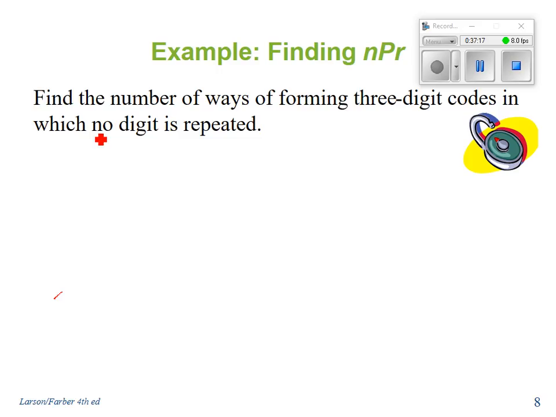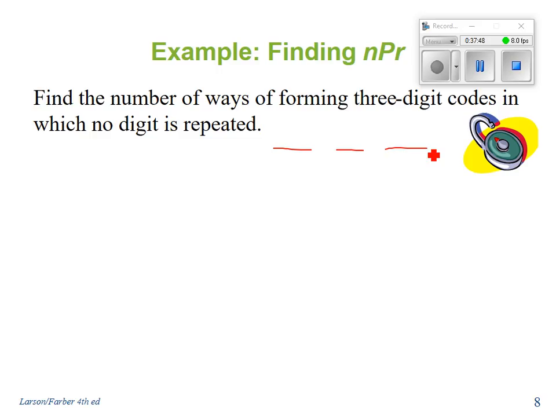Example of finding this. Find the number of ways of forming a 3-digit code in which no digit is repeated. If we're doing a 3-digit code, a lot of times I'll draw 3 blanks because I have 3 digits. What could we possibly have for this first digit? What are the numbers you could have? 1, 2.